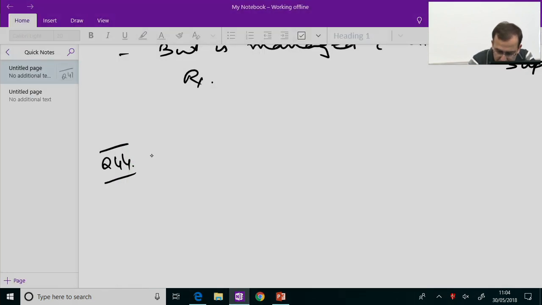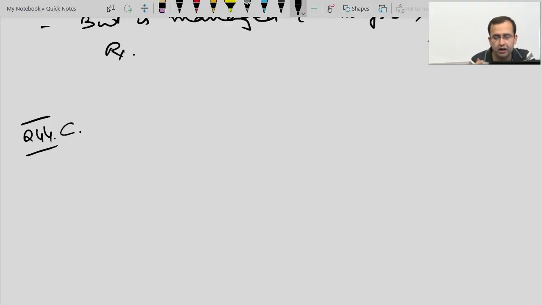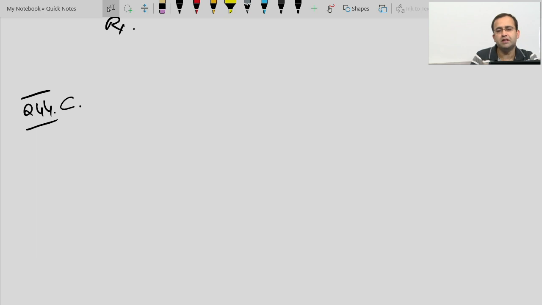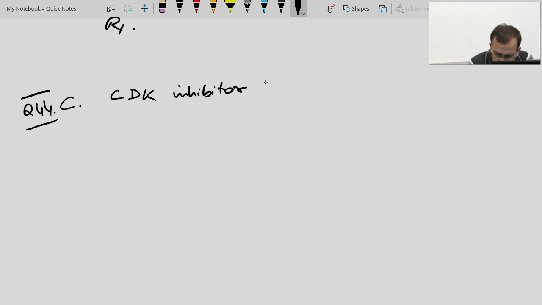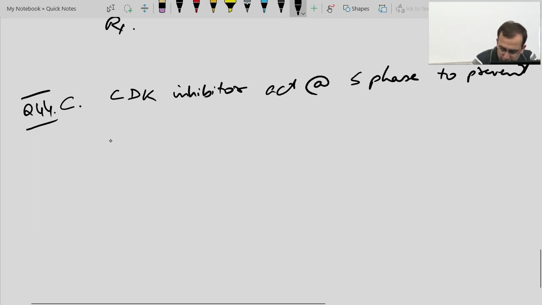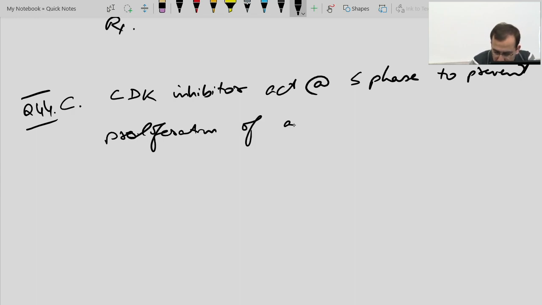The answer is C. The adult stem cells cannot proliferate like that of fetal, because CDK inhibitor acts at S phase to prevent proliferation of the adult cells.